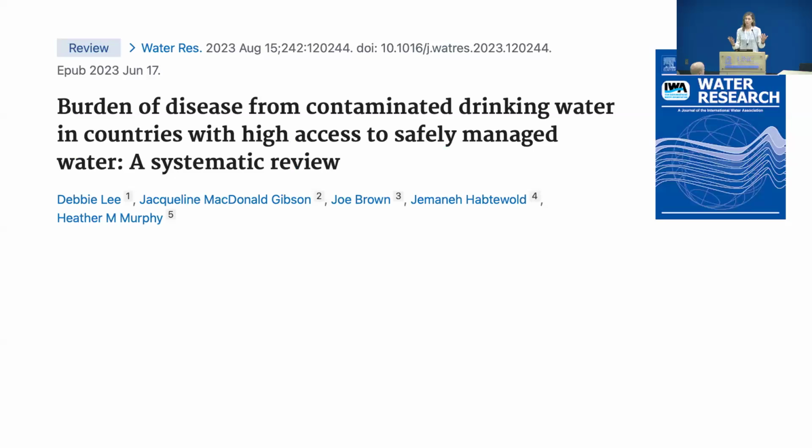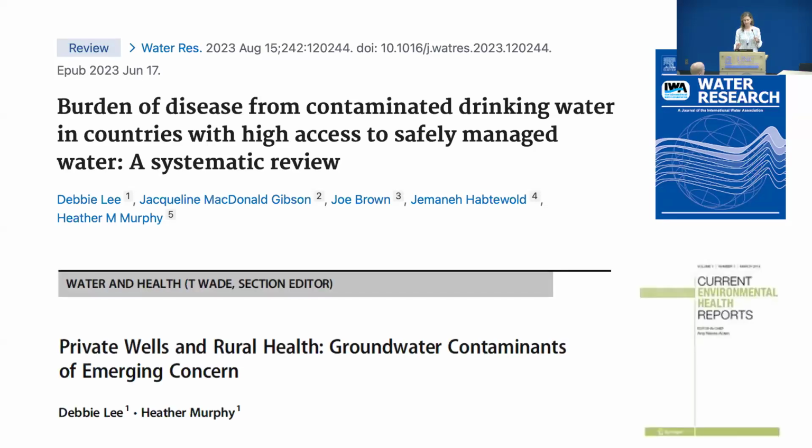In terms of what we know about burden of disease globally, we did a systematic review, and to be honest, it's pretty sad. The highlight is we don't know very much. We even looked at other contaminants, like who has quantified the burden of disease, and there are huge gaps. One of those gaps is private wells and emerging contaminants of concern, which all my fellow speakers have been speaking about today, but microbes are also a problem in private wells.